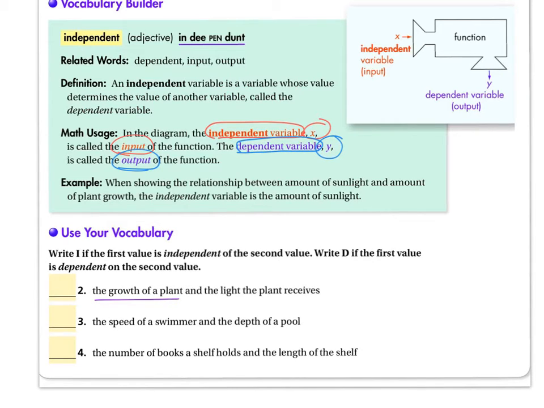So the growth of a plant, is that independent or dependent on the light it receives? You're right, that is dependent. Okay. The speed of a swimmer, is that independent or is it dependent on the depth of the pool? That is independent. The number of books a bookshelf holds and the length of a shelf. Well, obviously that is dependent because the longer the shelf, the more books it can hold.